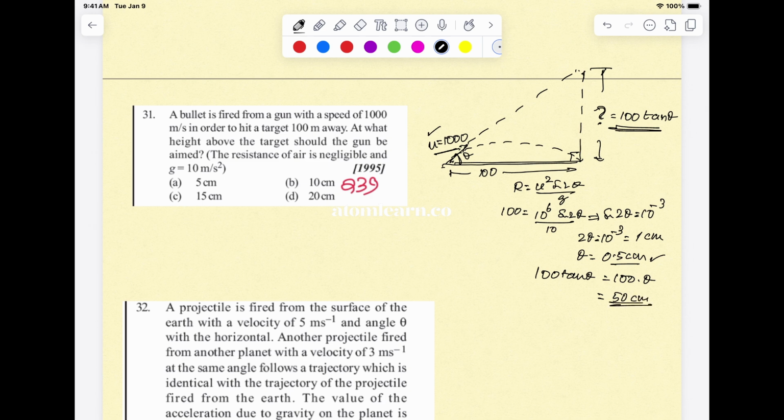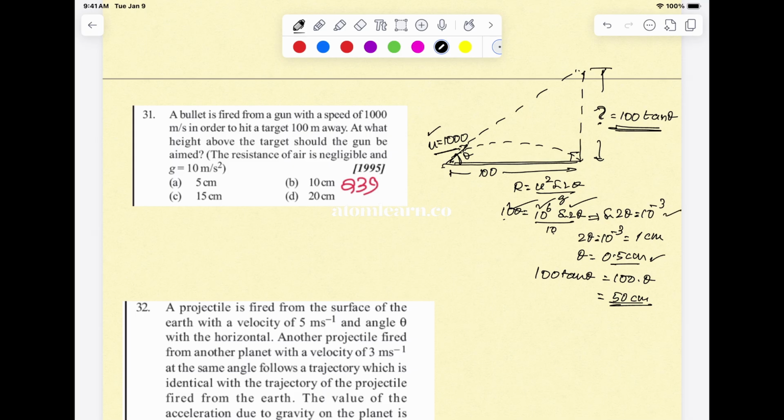Check, there is something wrong because it is given 5. Let's now recheck what we have done. Range equal to u squared, u is given as 1000 meters per second, therefore 10 power 6, u squared. Sine 2 theta is fine. Then divide by g, 10 is g, therefore this is 1000. Therefore 10 power minus 3 is correct.